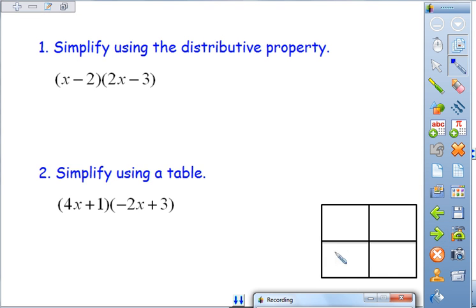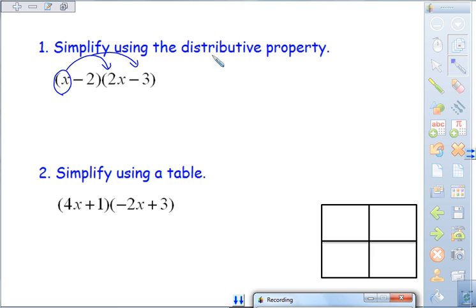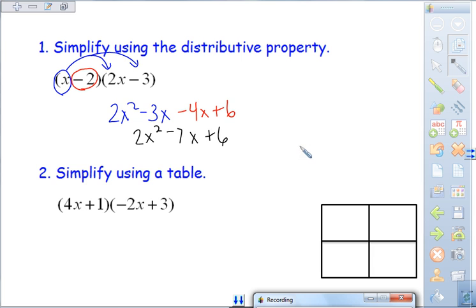Try these two problems using any method you want. There is a box down here provided. If you want two boxes, you'll have to redraw them. Please pause the video while the students work. So using the distributive property, if I distribute the blue, here's what I get. 2x squared minus 3x. And now if I distribute the red, I get negative 4x plus 6. Combine like terms, and I get 2x squared minus 7x plus 6.